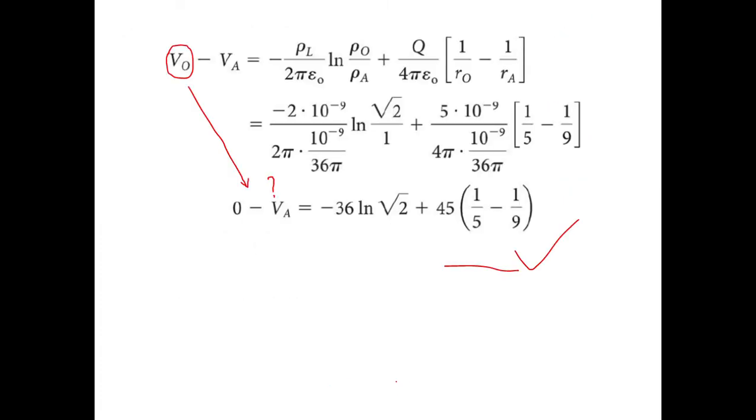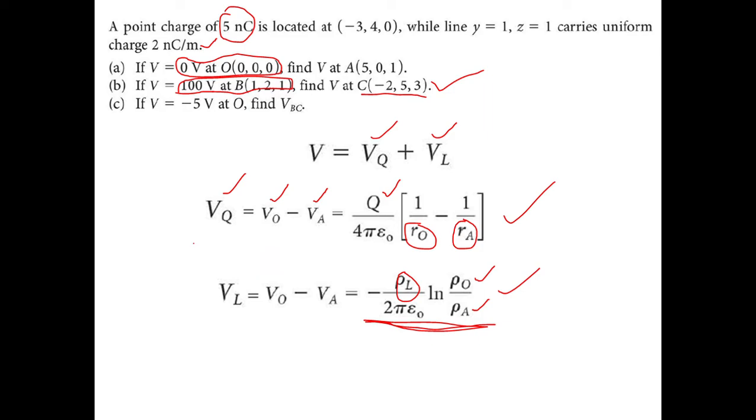Now just read the third subdivision. In the third subdivision, they have given V is equal to minus 5 volts at the origin, that is 0, 0, 0. You have to find what is VBC. Now for calculating VBC, we know what is VB and what is VC, right?